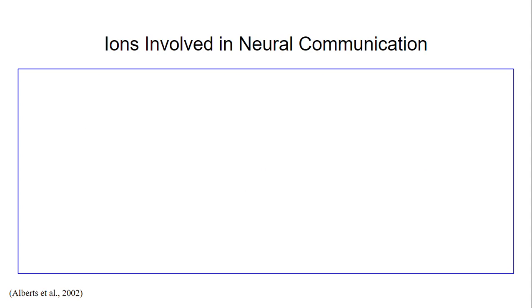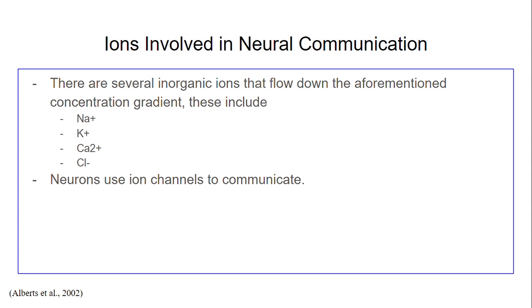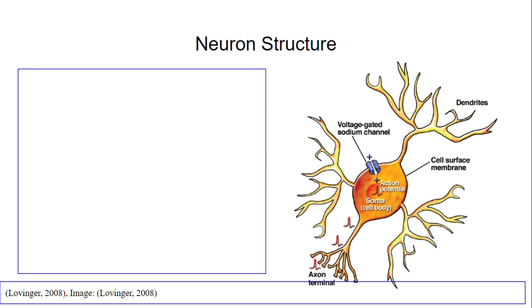There are several ions that are involved in neural communication. These ions include sodium, potassium, calcium, and chlorine. Neurons specifically use ion channels to communicate.